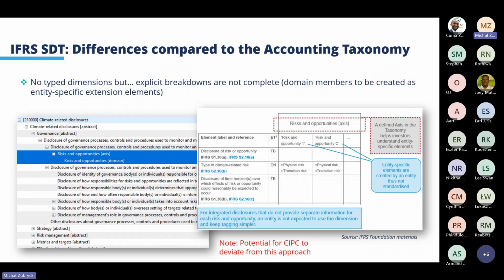I will move on to the next part, which is around the differences that we can find compared to the accounting taxonomy. And this is actually something which is quite important, especially to the SSP representatives, because ultimately when CIPC will be incorporating the SDT taxonomy into the CIPC taxonomy, some changes related to the software might still be required.